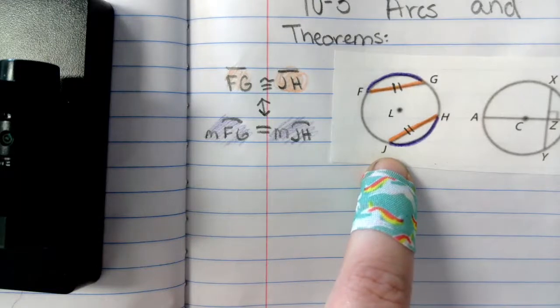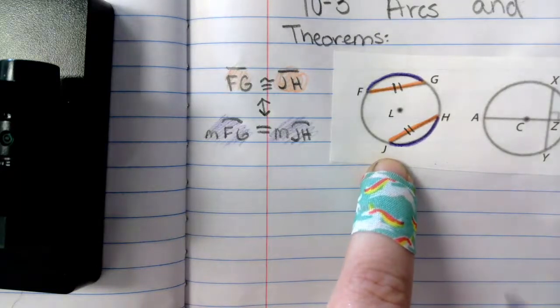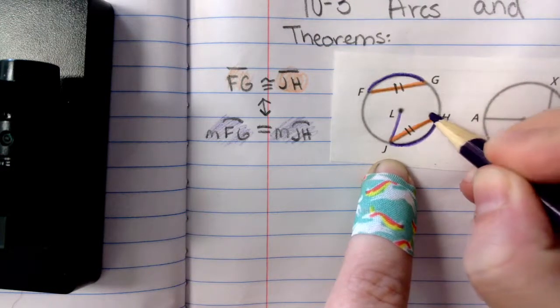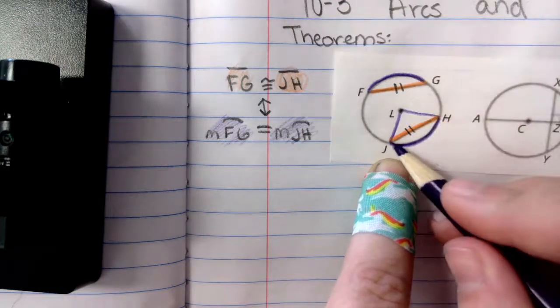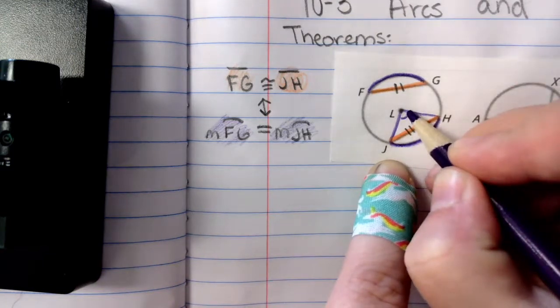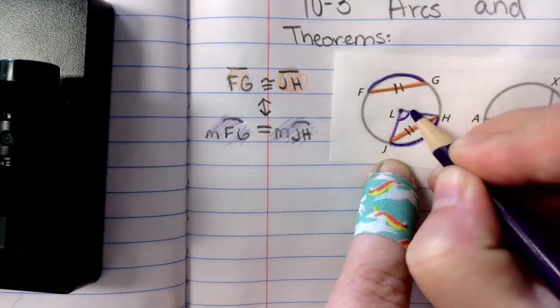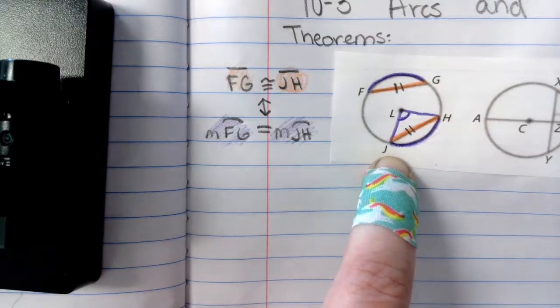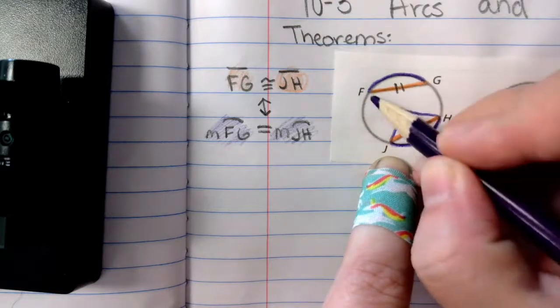So I'm going to write that here as congruent central angles. What does central angle mean again? Where would central angles be located? In the middle. Central, center, at the center. Alright, so that's our first theorem.